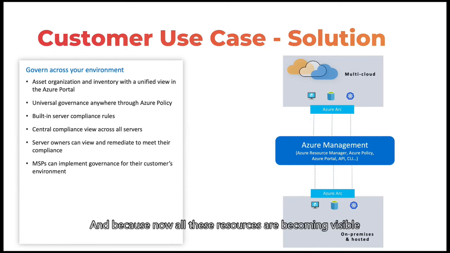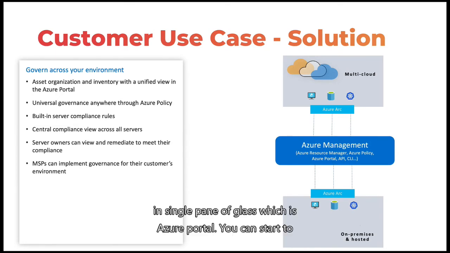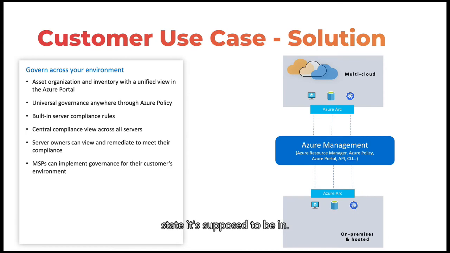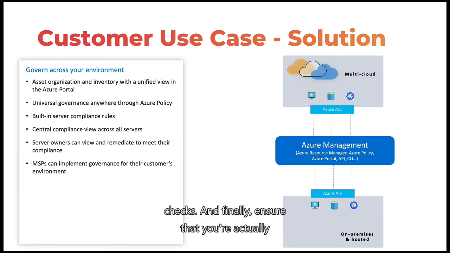And because now all these resources are becoming visible in a single pane of glass, which is Azure Portal, you can start to take control. You can perform an audit trail to see if there is any machine that is experiencing a drift and deviating from the state it's supposed to be in, and then perform compliance checks, and finally ensure that you are remediating and applying those policies to ensure that every server that is registered with Azure Arc has exactly the same set of policies and compliance checks that are enforced all the time.